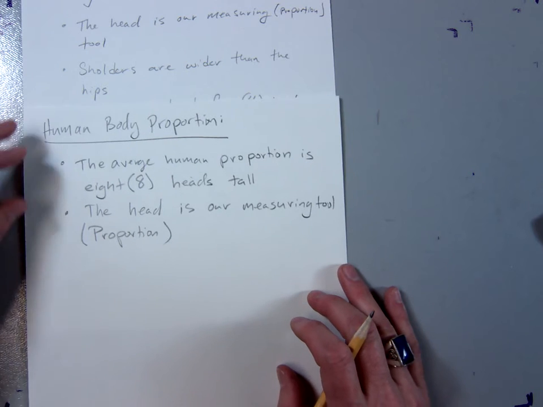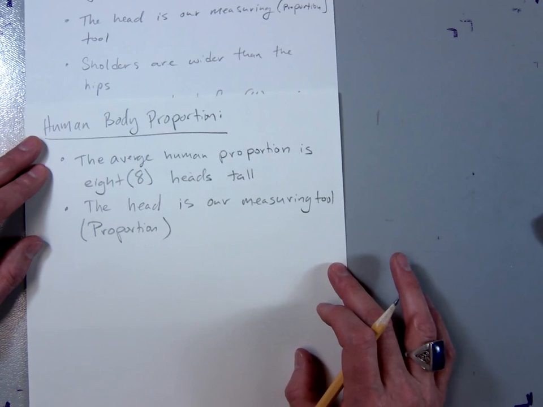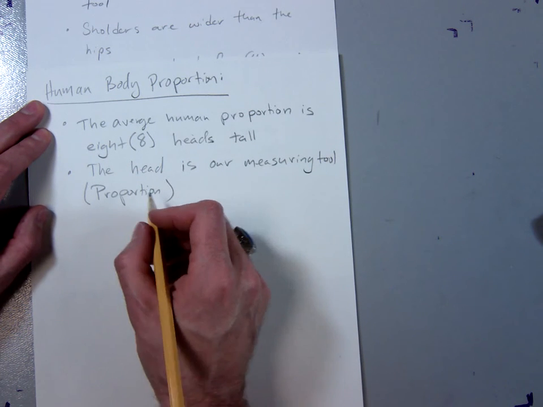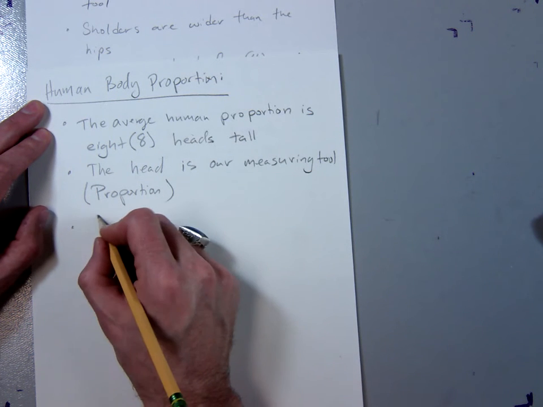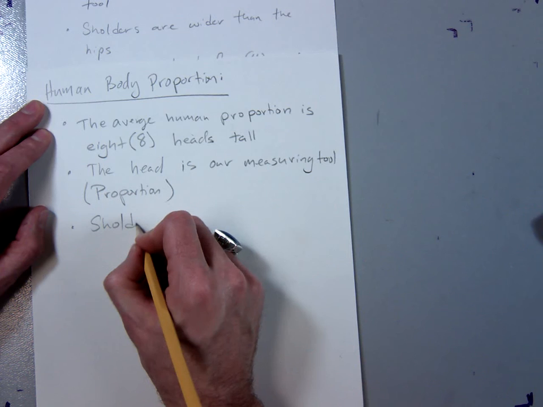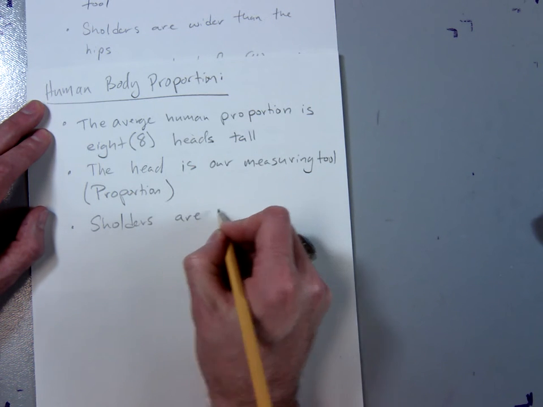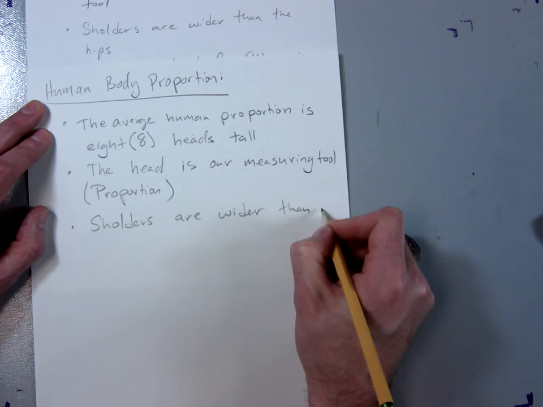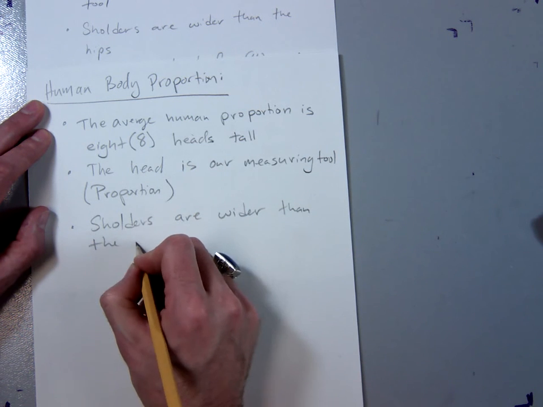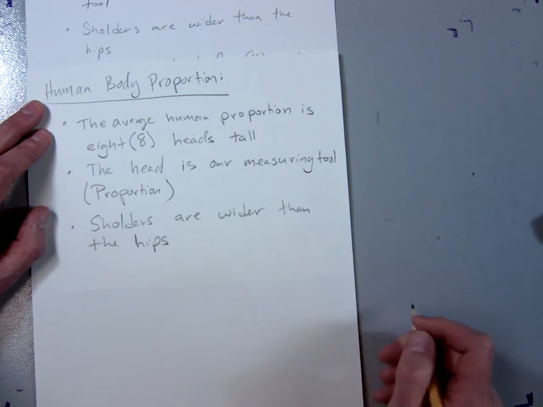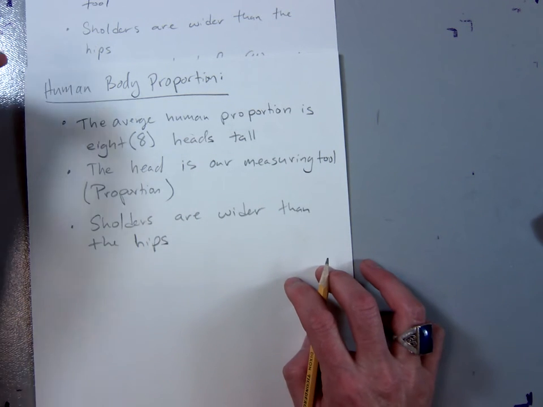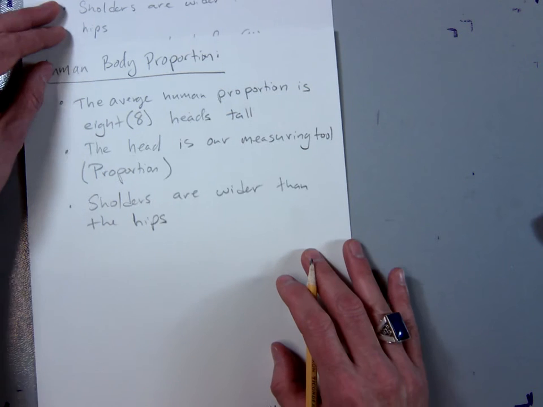Next, some things that we're going to observe as we go through class is that the shoulders are wider than the hips. Okay, so that's something we'll observe, and I'll show you some demonstrated examples of as we go through class and watch the video.